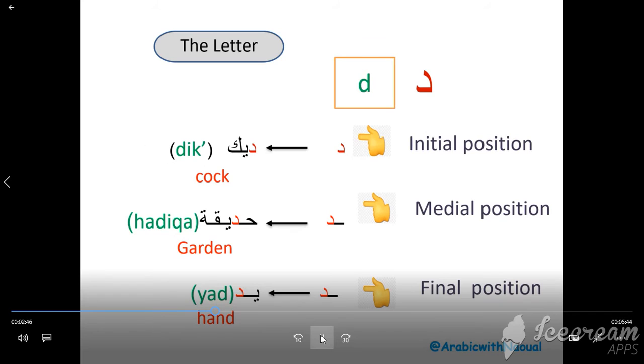The letter Dal in the initial position is written like in the word ديك, in the medial position like in the word حديقة, in the final position like in the word يد.